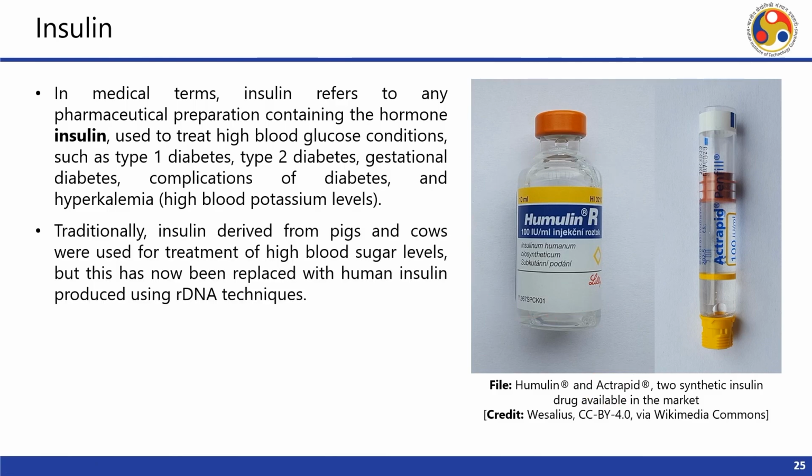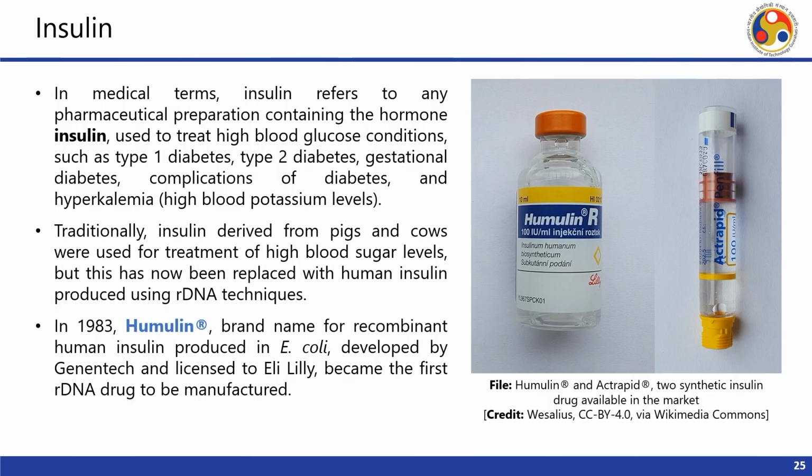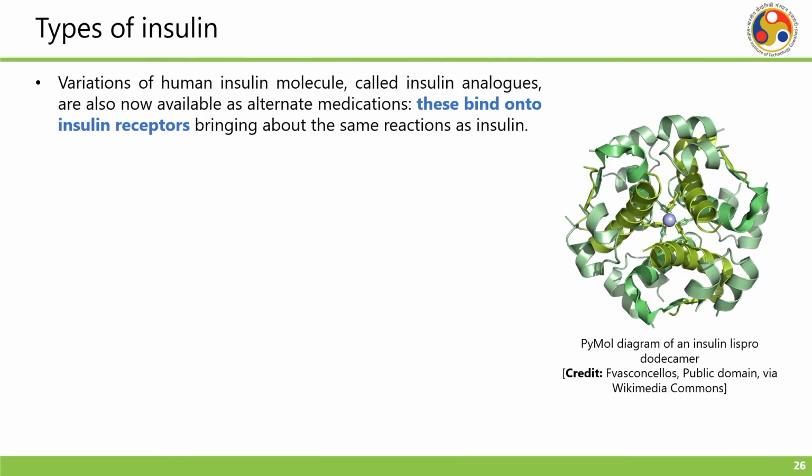Traditionally, before these synthetic drugs, insulin was derived from pigs and cows and was used for treatment of high blood sugar levels, but this has now been replaced with human insulin production using the rDNA techniques. In 1983, Humulin, which is a brand name for recombinant human insulin produced in E. coli, developed by Genentech and licensed to Eli Lilly, became the first rDNA drug to be manufactured.